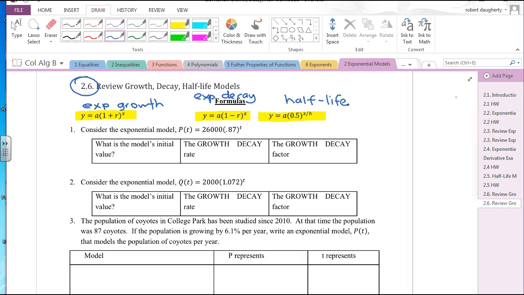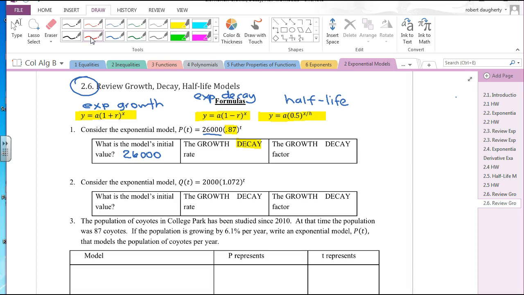Number one, consider this exponential model. What is the initial value? You will always get the initial value just by copying down the number that you see there. Looking at this model, is it growth or decay? To figure that out, you look at the number inside the parentheses. Numbers less than 1, we're talking about decay. So in this case, this is exponential decay.